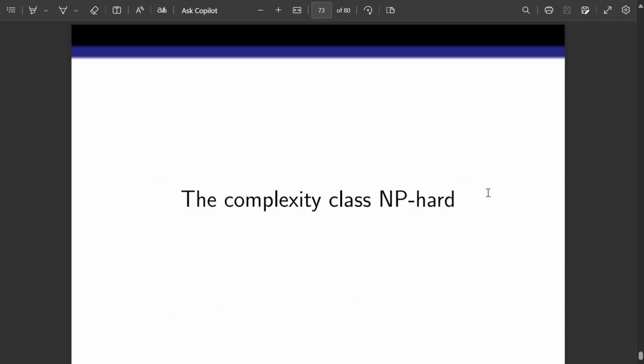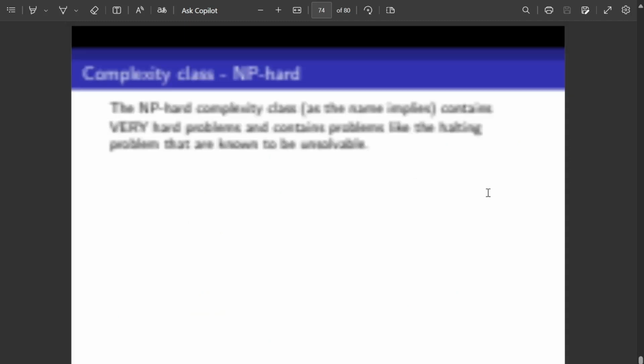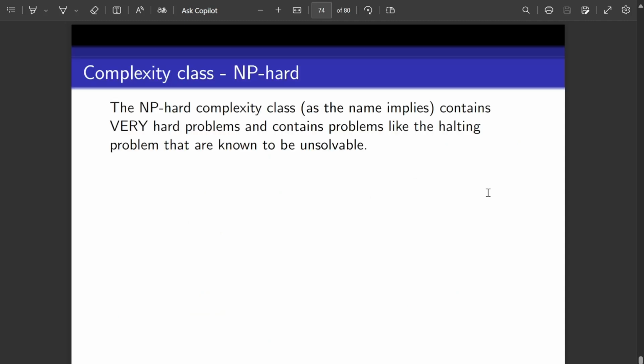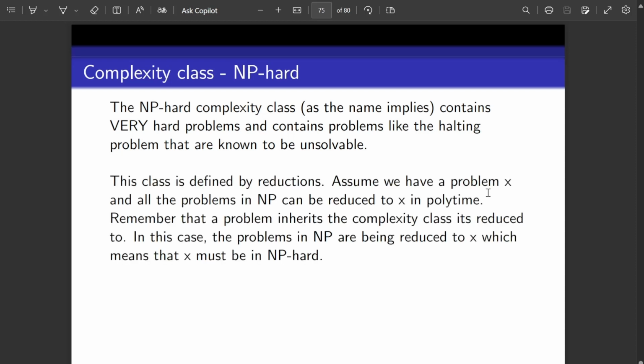Yeah, okay, cool. So this brings us to the NP hard problems. NP hard is a complexity class, and as the name implies, contains very hard problems, like the halting problem, that are known to be completely unsolvable. And so this class is defined entirely by reductions.